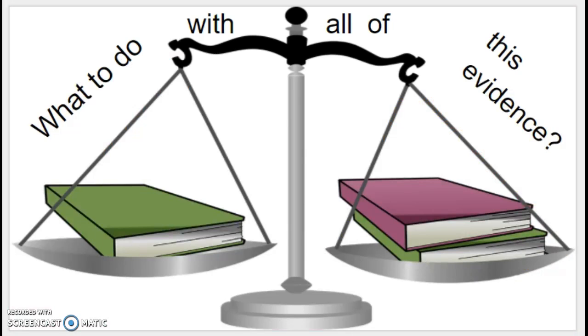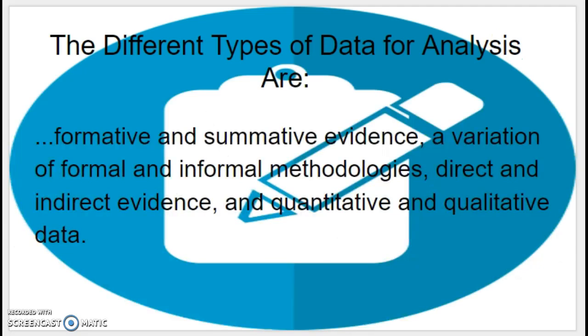The data collection is the first step, then the decision of how to analyze the data needs to be considered to hopefully weed out any bias from the evaluation team. And therefore, the different types of data for analysis are formative and summative evidence, a variation of formal and informal methodologies, direct and indirect evidence, and quantitative and qualitative data.